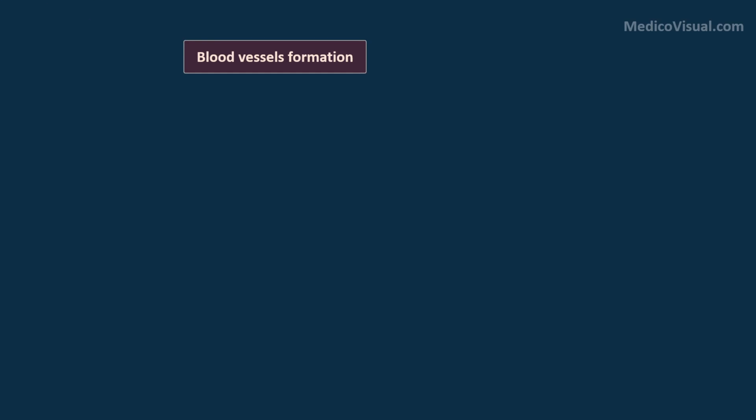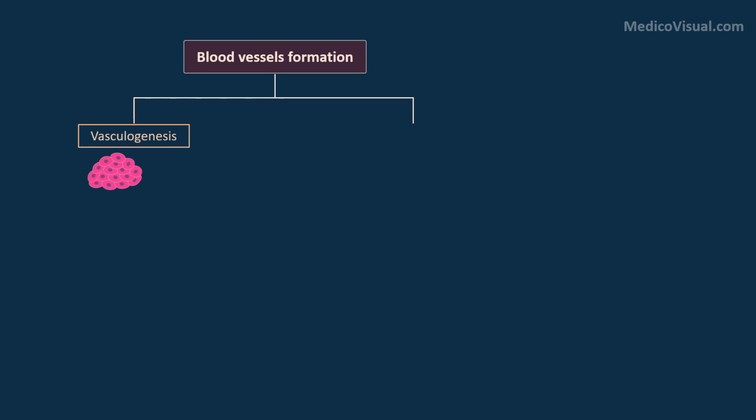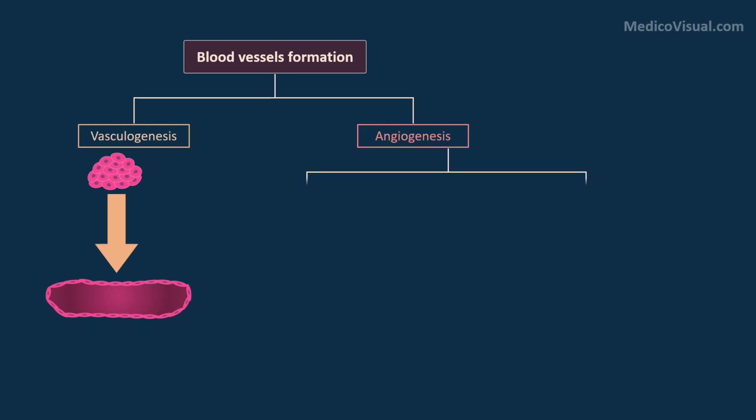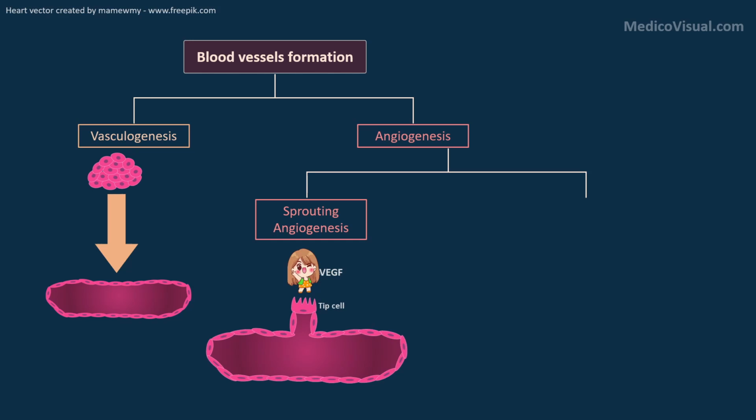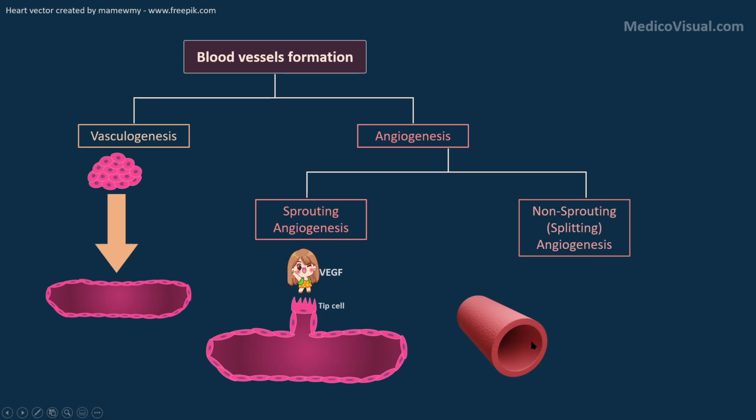So embryonic blood vessel formation consists of two types. The vasculogenesis, that consists of formation of blood vessels from the blood islands, and blood islands came from the mesenchymal tissue. And then there is angiogenesis, and angiogenesis consists of two types. The sprouting angiogenesis, in which the tip cells are formed and it is stimulated by VEGF, vascular endothelial growth factor, and the other is the non-sprouting or splitting angiogenesis, in which one blood vessel literally splits into two.